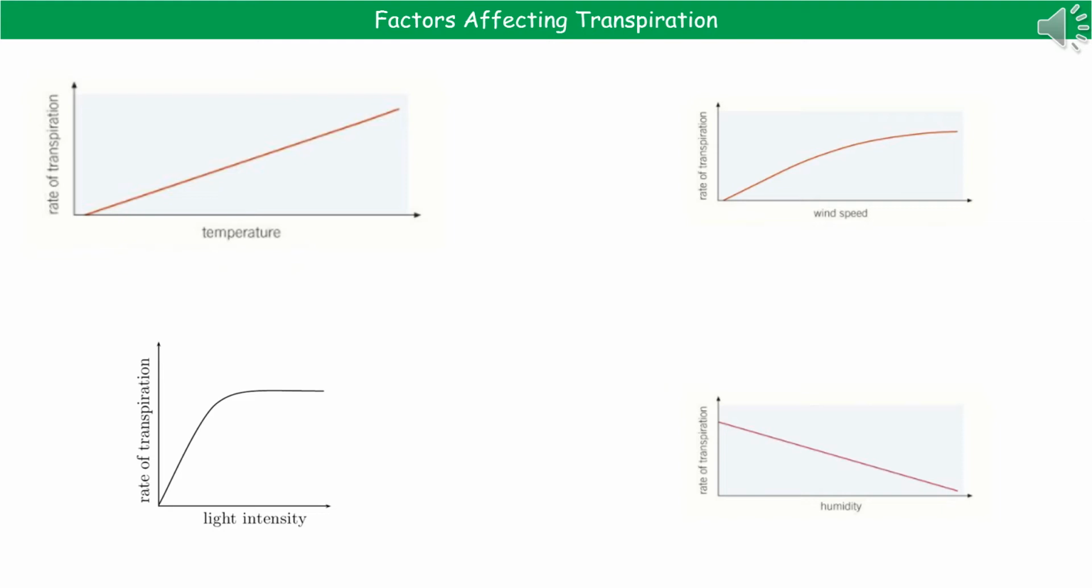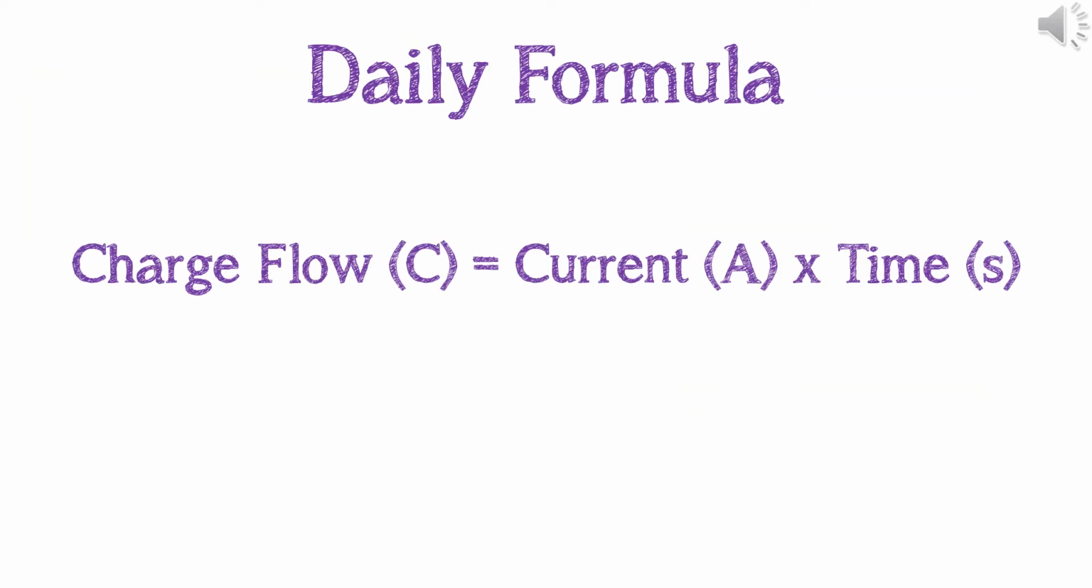With the light intensity, when light shines on a plant the stomata are open and therefore increasing light intensity increases the rate of transpiration up until all stomata are open. And then humidity, as the humidity increases, the rate of transpiration decreases because we see that drop in the concentration gradient. Quick reminder of our daily formula: charge flow in coulombs is the current in amps times the time in seconds.